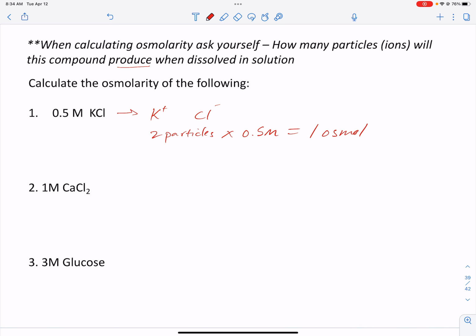What about the next one? All I'm doing is I have 1 molar calcium chloride. Okay, calcium chloride is going to break apart into 1 calcium, right? I'm not looking at the charge. With equivalence, you would focus on that charge, right? But here, we don't care about the charge. We just care about how many particles. So I'd get 1 calcium and how many chlorides? I would get 2 chlorides. Total, 1 plus 2 is a total of 3 particles. We multiply the number of particles times our molarity, and that is 3 osmoles.